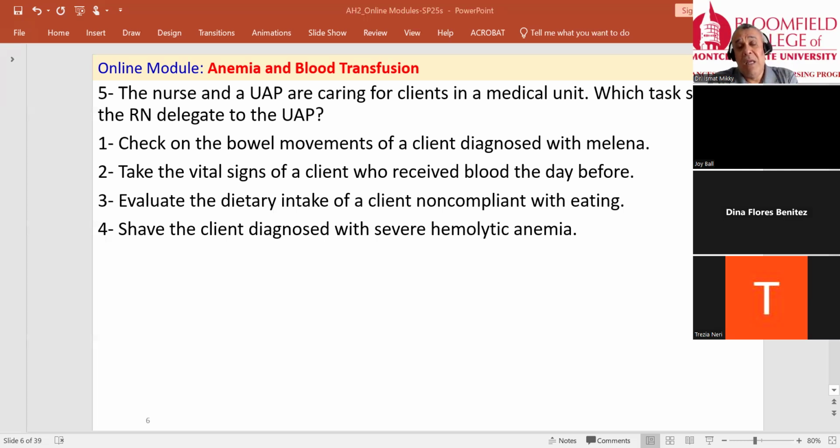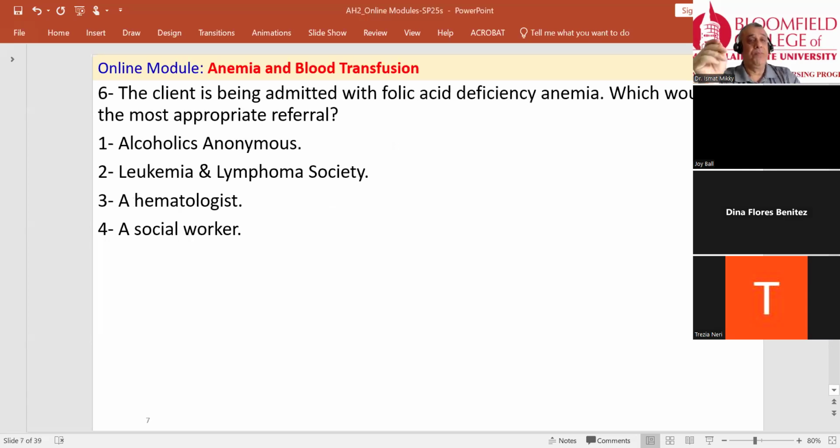I'm saying this might not be real life or what you usually see in clinical practice. Sometimes it's not implemented the correct way. But a patient with hemolytic anemia should not be delegated to assistive personnel, regardless of what you usually see in clinical, because sometimes you have to stick to the content, the textbook, and the guidelines as stated in the textbook to answer the exam questions. Number 6.